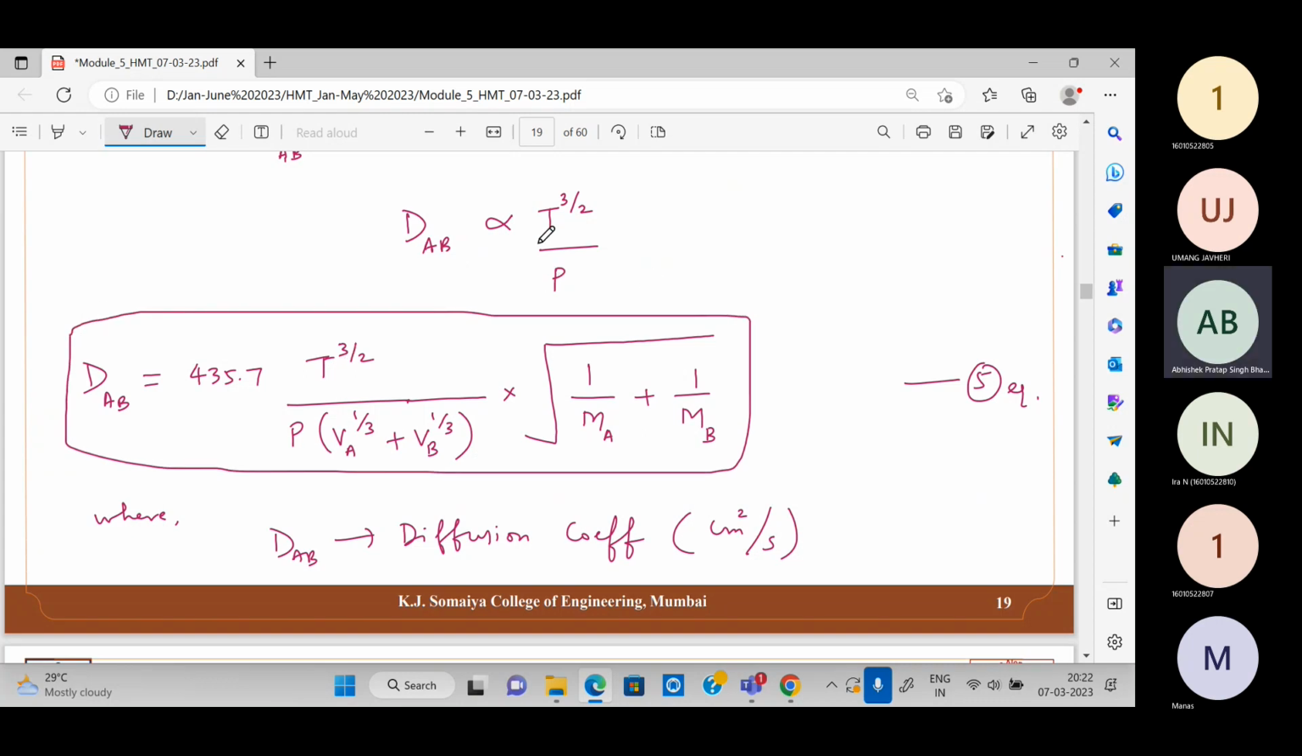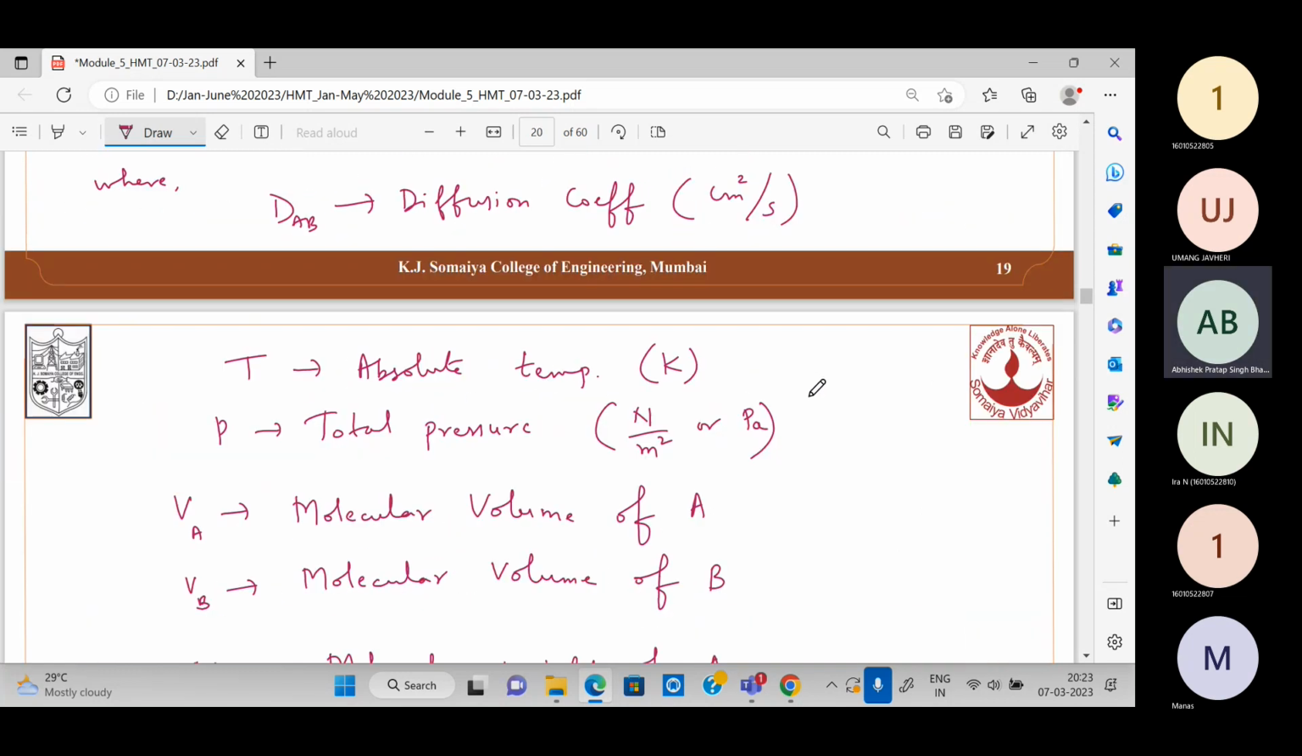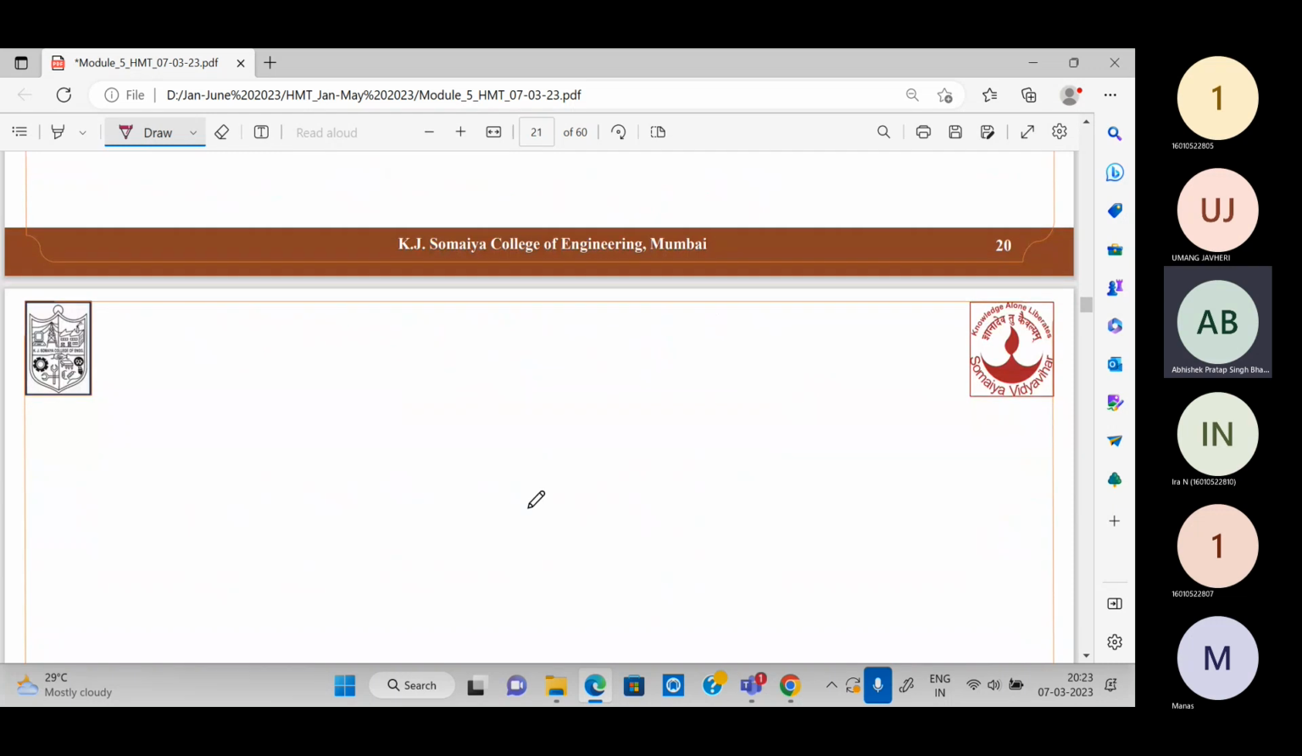Now, DAB is directly proportional to T to the power 3 by 2 and inversely proportional to P. On the basis of this, we can relate the diffusion coefficient for gases at different temperature and pressure: D1 by D2 is equal to T1 by T2 to the power 3 by 2, and since it is inversely proportional to P, times P2 by P1. So this is the sixth equation.